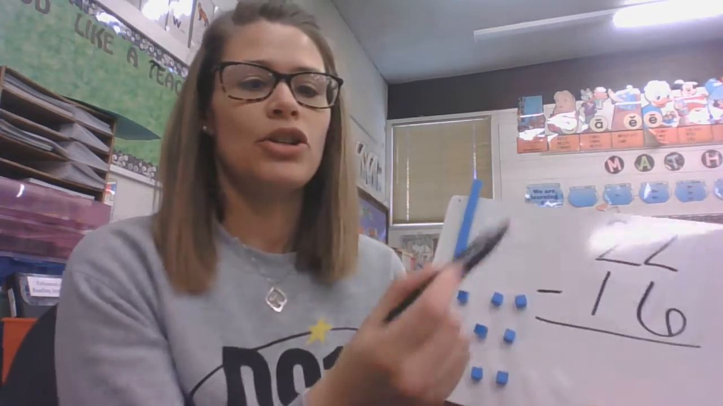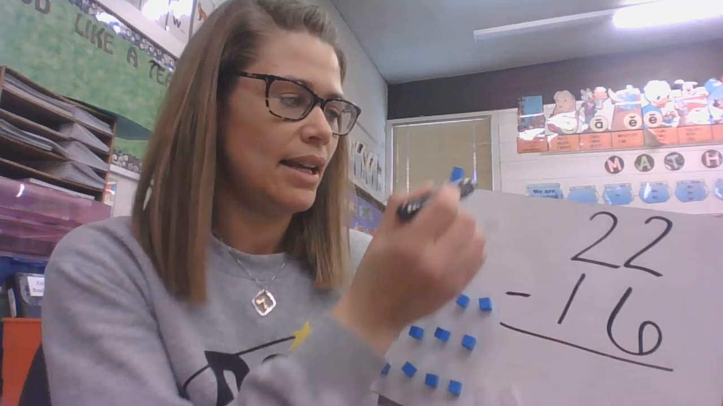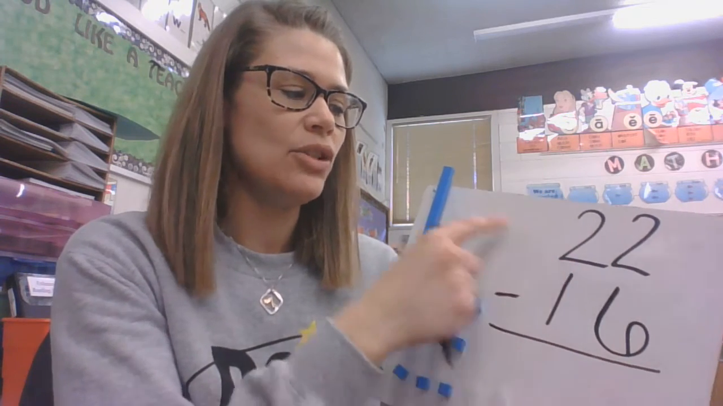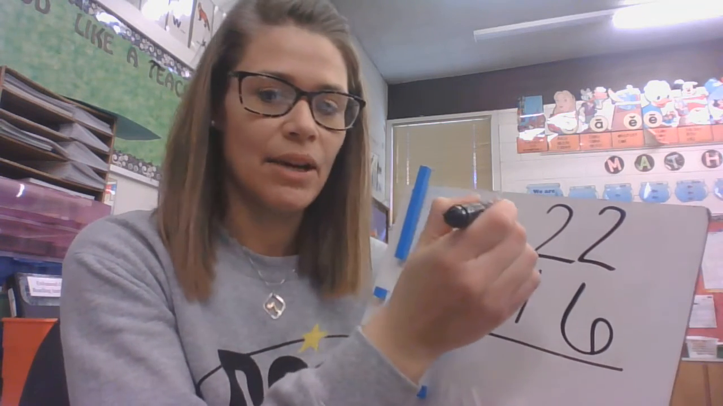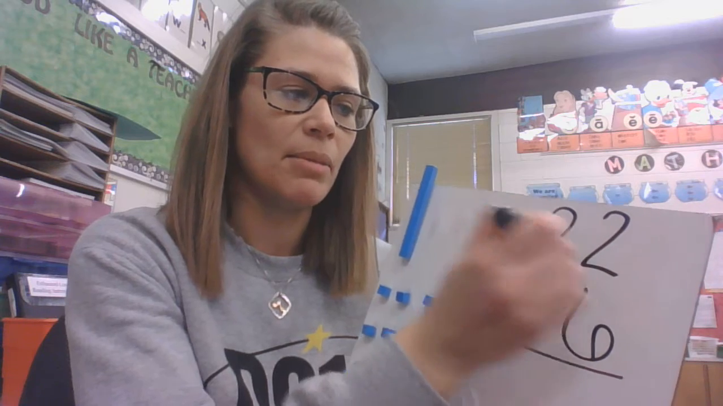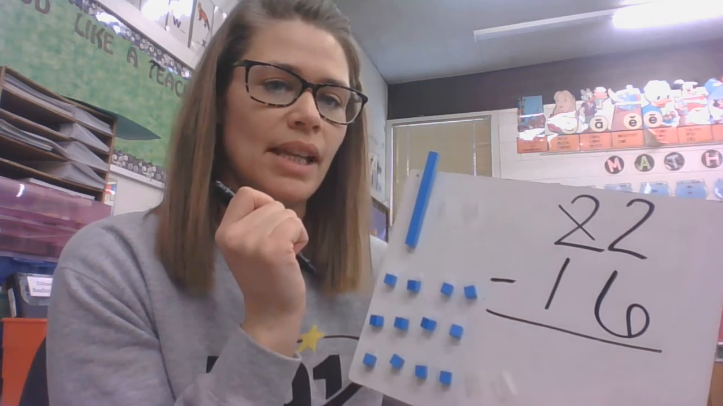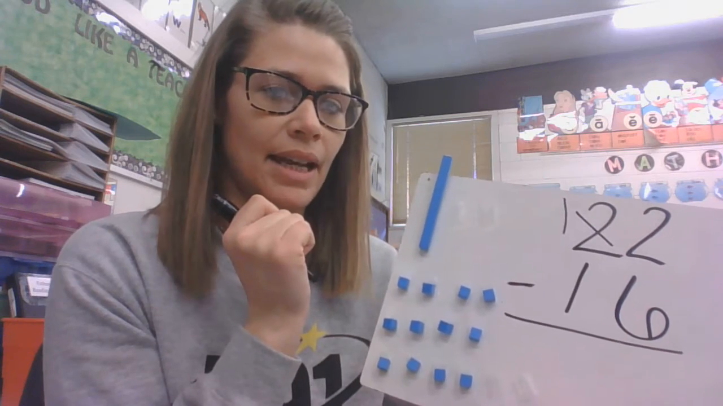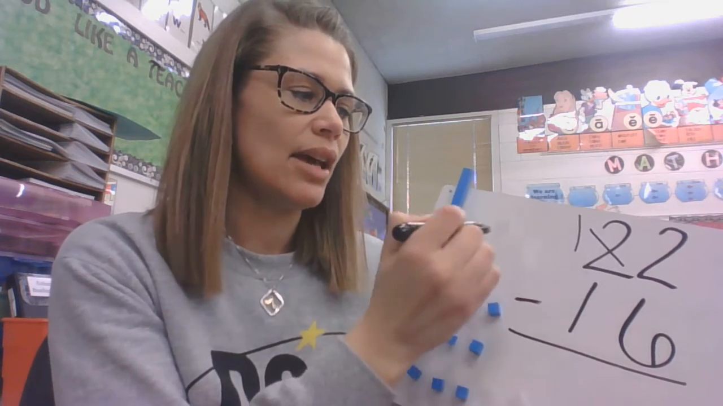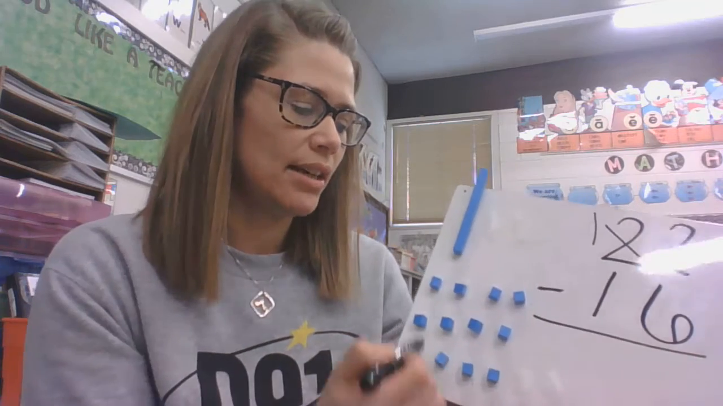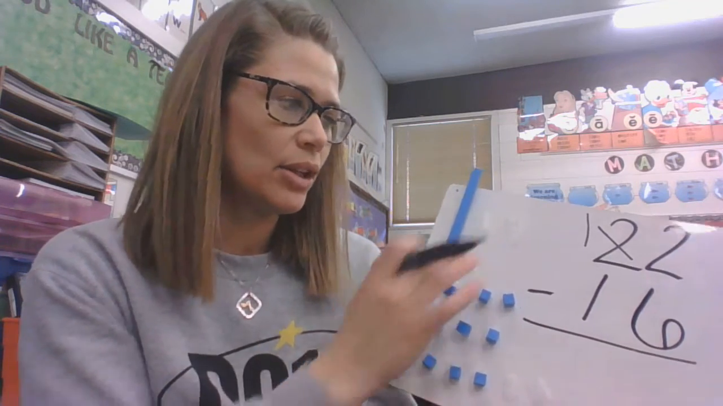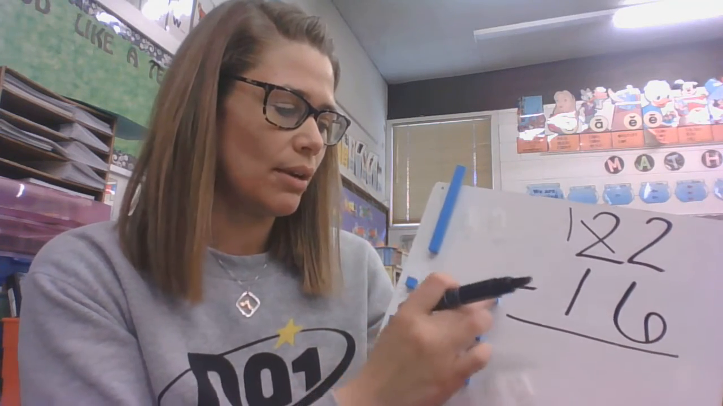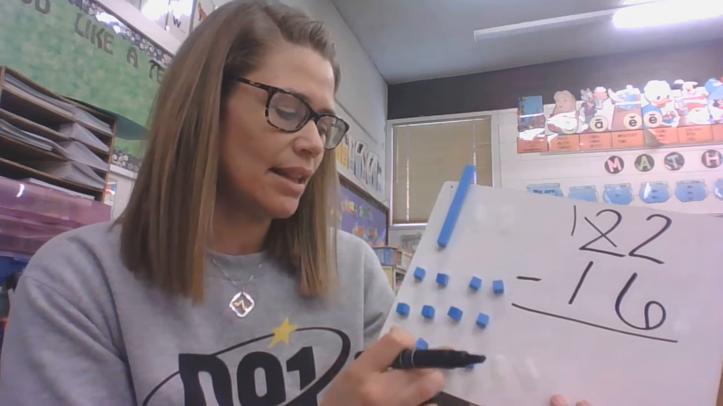Okay, now let's show on my problem what I just did. I'm going to cross out, I had 2 tens, but then I had to take one away and trade it in for ones. So I'm going to put a little slash through that 2 because I don't have 2 tens anymore. I only have 1 ten. Okay? And I took that 1 ten and traded it in, and now I have 12 little ones. 1, 2, 3, 4, 5, 6, 7, 8, 9, 10, 11, 12.